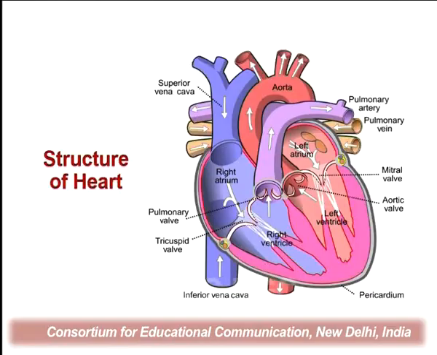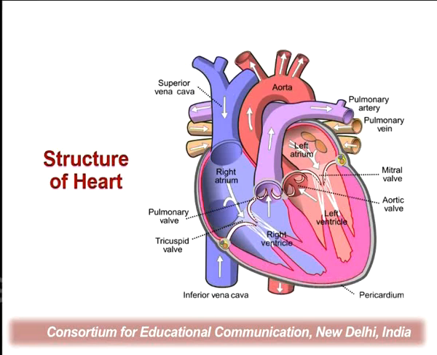In this picture, we can see the structure of the human heart. Here we can see on the right side the blue color, and on the left side the red color. Blue color refers to deoxygenated blood, and red color is for oxygenated blood. In this picture, we can also see that the heart is divided into 4 chambers, that is right atrium, right ventricle, left atrium and left ventricle.